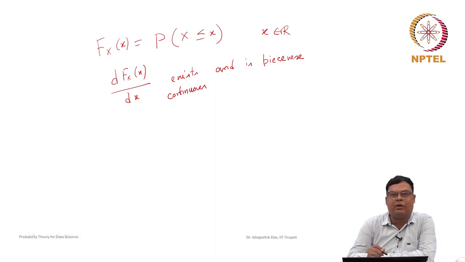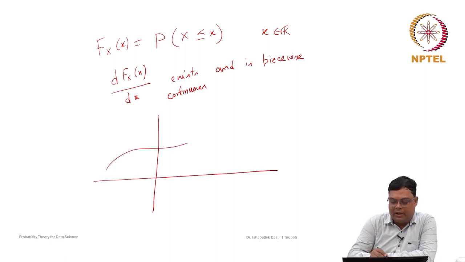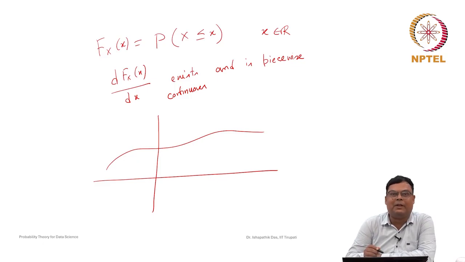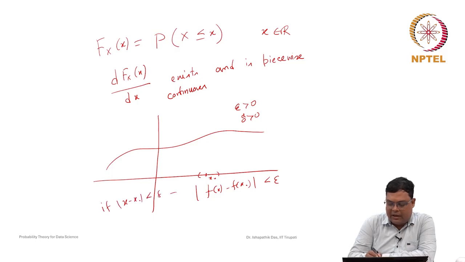So what is piecewise continuous? You know that if we represent a continuous function graphically, it is not broken anywhere. There is a specific epsilon-delta definition of a continuous function. For any epsilon greater than 0, there exists a delta greater than 0 such that, suppose we are saying that f(x) is continuous at a point x naught, if you take the domain x naught minus delta to x naught plus delta, then the function values will also be inside the interval f(x naught) minus epsilon to f(x naught) plus epsilon. So if |x minus x naught| is less than delta, then |f(x) minus f(x naught)| is less than epsilon, and it is called a continuous function. It is equivalent to showing this graph.